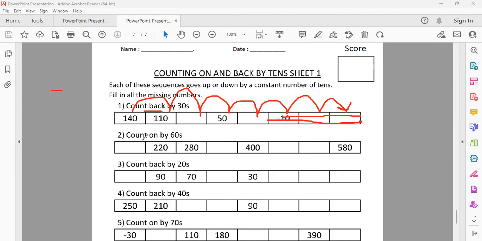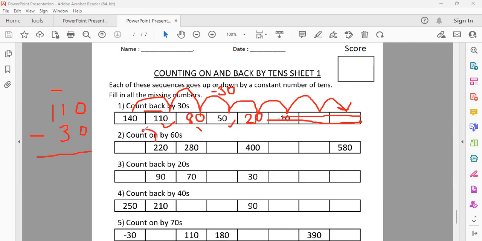Some you can do. Now, count back in 30s means 140 minus 30. It reaches 110. 110 minus 30 will give you 80. You write down your answer. Then 80 minus 30. Again, the pattern is a minus 30 pattern. So you get 50. 50 minus 30, you get 20, and you can stop there.